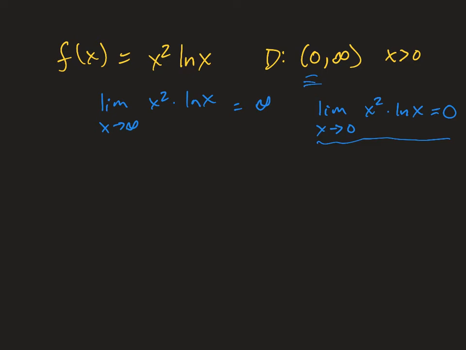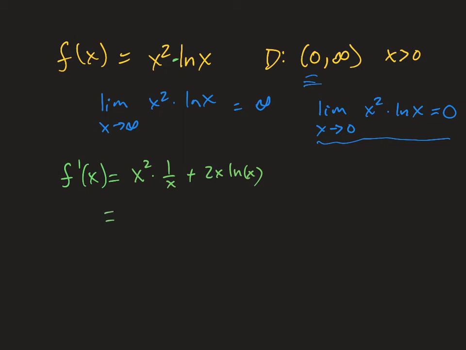Now, let's talk about locating extreme values. So remember that we need to check the critical points. That means we need to get the derivative. This is a product. F of x is formed by a product. So we're going to have to run through the product rule. So the derivative is going to be x squared times 1 over x. That's x squared times the derivative of natural log of x plus 2x times natural log of x. So I just did the u v prime and the v u prime. uv prime plus vu prime.